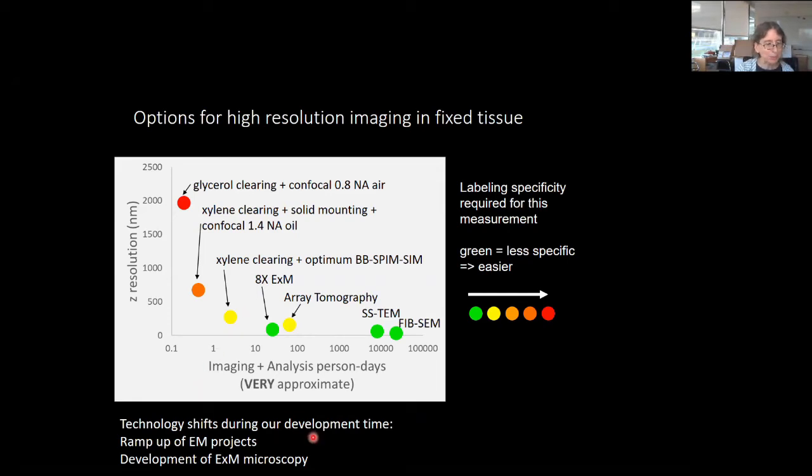So 2 things that happened while we were developing and building this microscope and making it work is that there was a ramp up of a couple of really big EM projects, which gives you the data that you get out here, where we hired a ton of tracers and actually did a reconstruction of a TEM volume of most of the fly brain, and then also launched a big project to do FIB-SEM over a pretty big part of the brain.